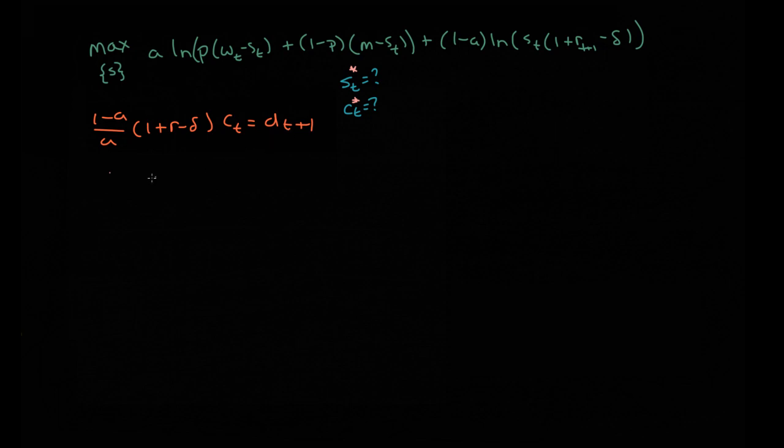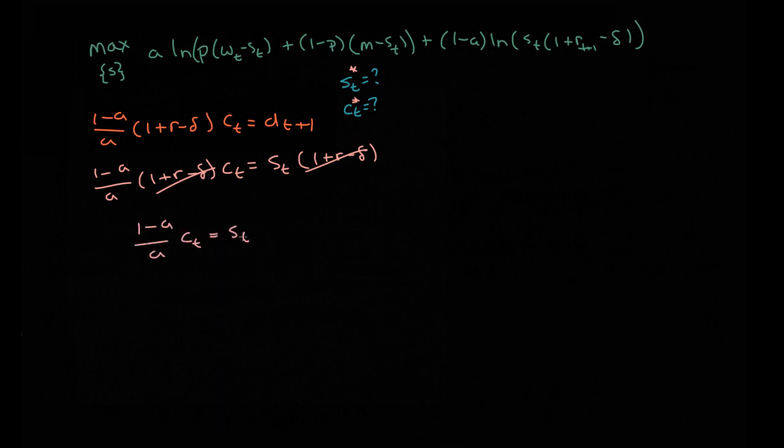I deleted it, but we'll remember that D_t+1 is equal to savings times the net change in assets. So that'll be S_t times 1 plus r minus delta. And then we can cancel these 1 minus r plus delta. So we find that (1 minus a) over a times C_t is equal to S_t.